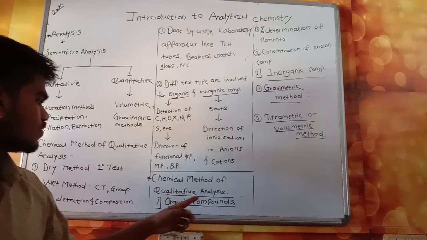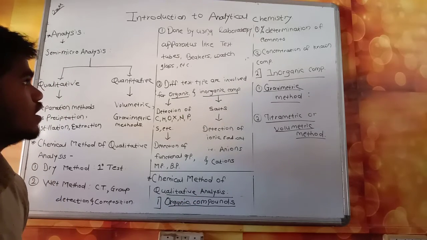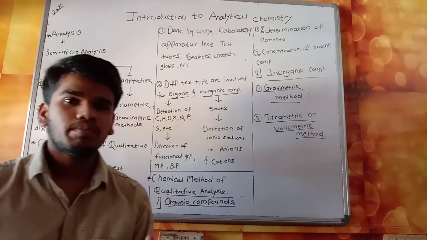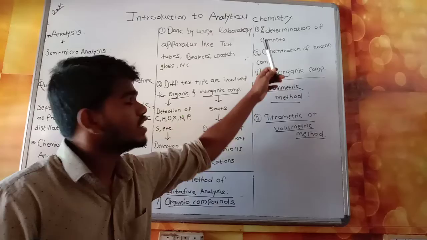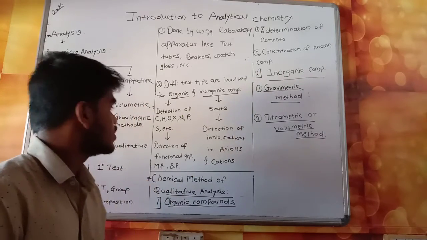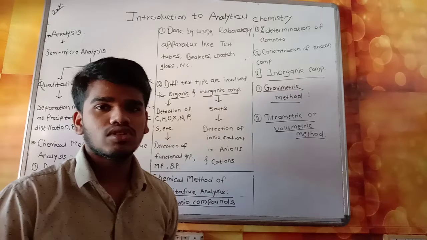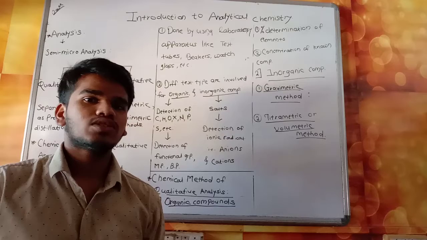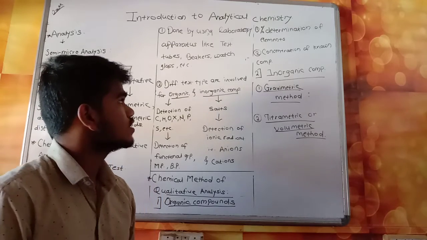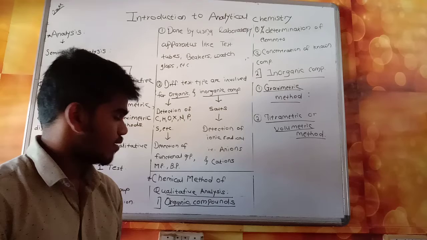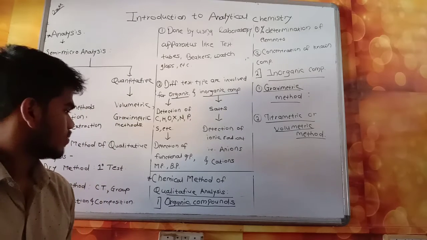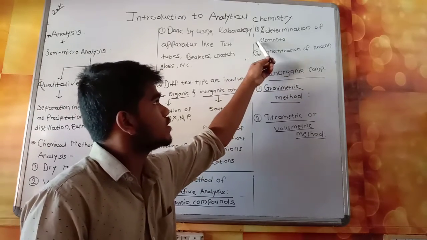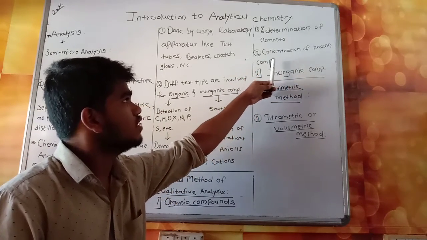So the chemical method of quantitative analysis, first for organic compounds, involves two methods. The first is percentage determination of element, that is, in what percentage a certain detected element is present in the provided sample. The second is concentration of a known compound, that is, when a compound is detected, in what concentration the known compound is present in the given sample is also determined in quantitative analysis of organic compounds. So these are two methods: percentage determination and concentration detection.